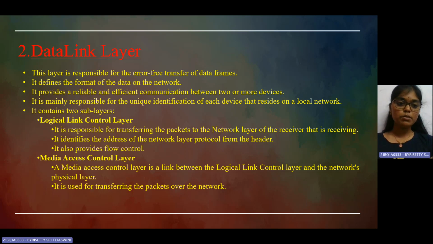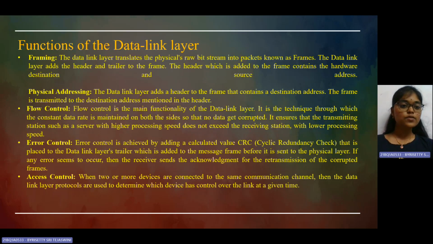Media access control. The media access control layer is a link between the logical link control layer and the network's physical layer. So this is in between the logical link control layer and the physical layer. It is used for transferring the packets over the network. And next, what are the functions of the data link layer? The functions of the data link layer are framing, physical addressing, flow control, error control, and access control.